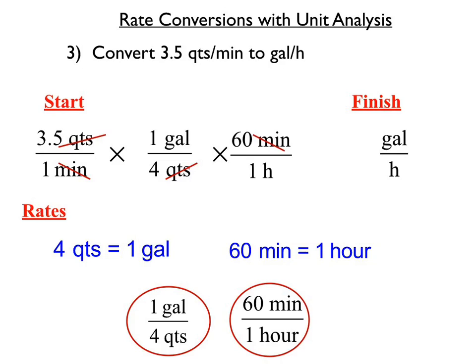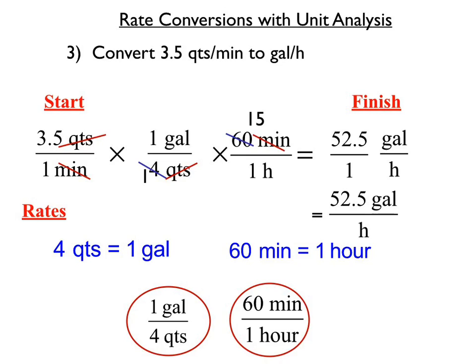And then it's just a matter of, you can multiply straight across and then divide, or you can try and do some cross-dividing. 4 and 60, that's a couple of nice numbers that you could do some cross-canceling there. 4 goes into 4 once and 60 15 times. Now you can multiply straight across, and it should be 52.5 gallons per hour. Converting from one unit rate to another. All right, any questions with this problem?